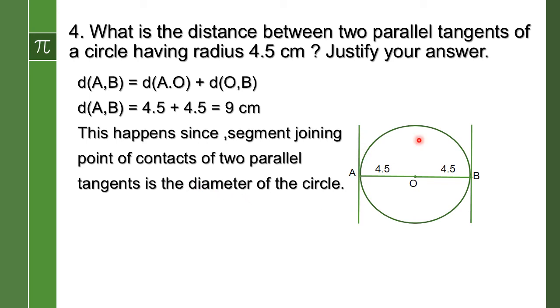So whenever you have two parallel tangents, if you join the points of contact, then that segment will pass through the center and is the diameter of the circle. Since AB is the diameter and the radius is 4.5, distance AB should be 4.5 into 2, that is 9 centimeters. So that's the justification for this particular problem.